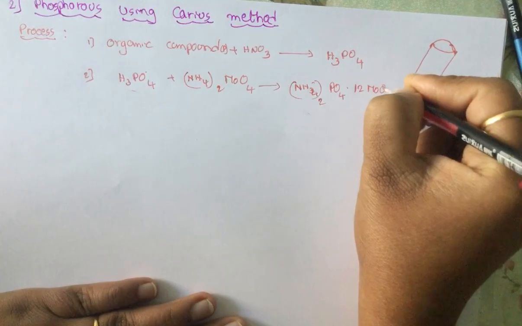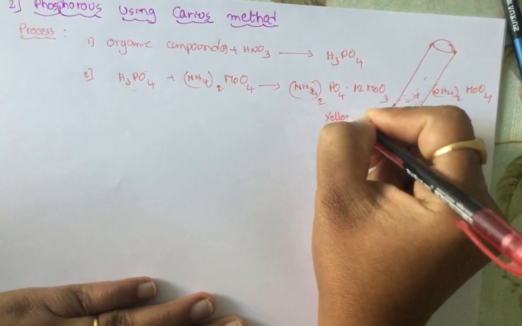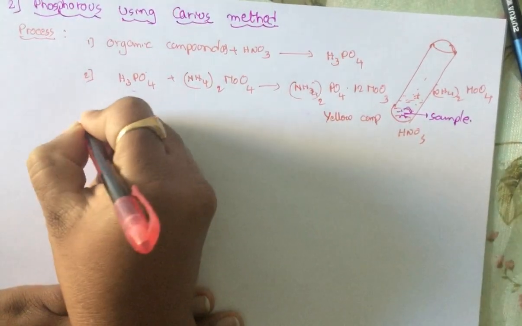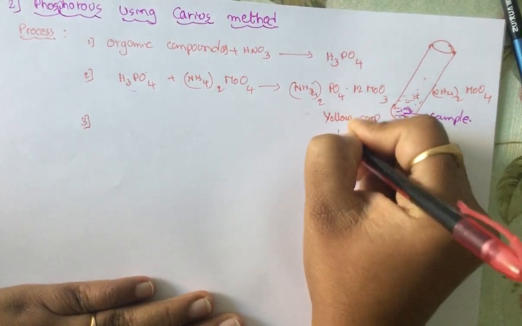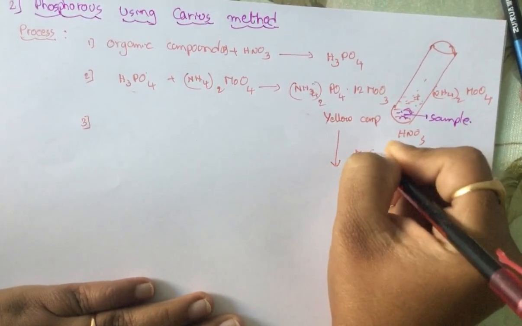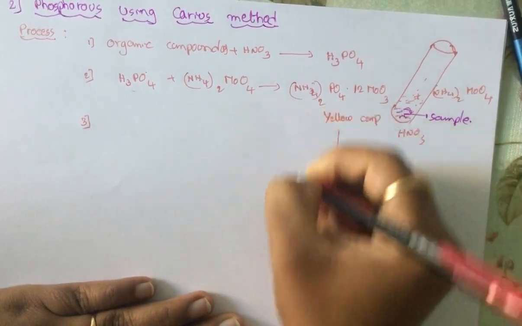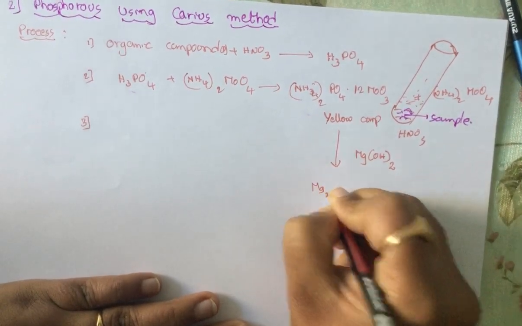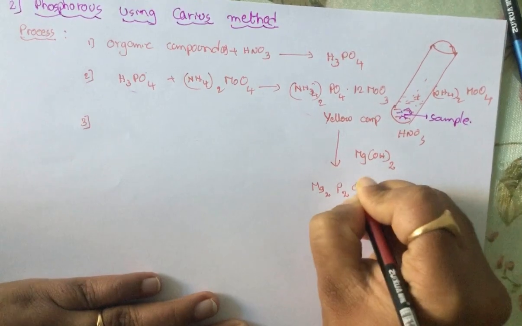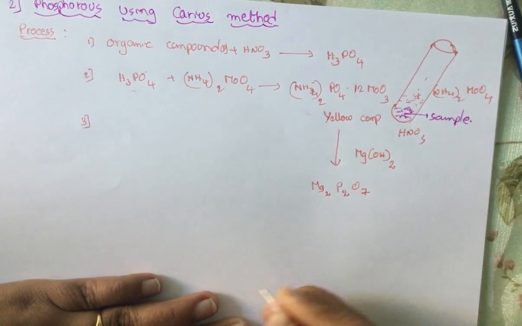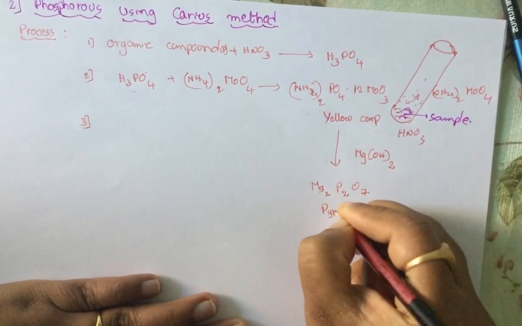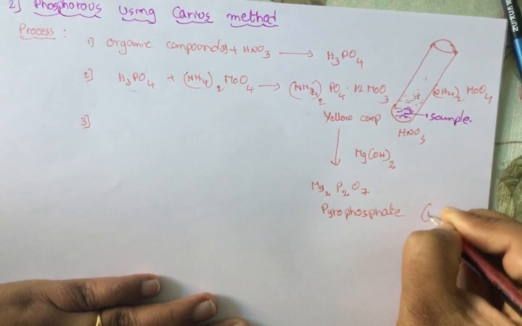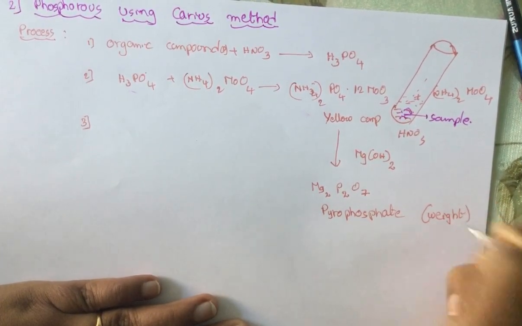Okay, it is converted into a yellow colored compound, ammonium phosphomolybdate. Now in the third step, this is treated with magnesium hydroxide. When it is treated with magnesium hydroxide, it converts into magnesium pyrophosphate. This pyrophosphate is the solid that you can weigh. Filter it off, dry it and weigh it.